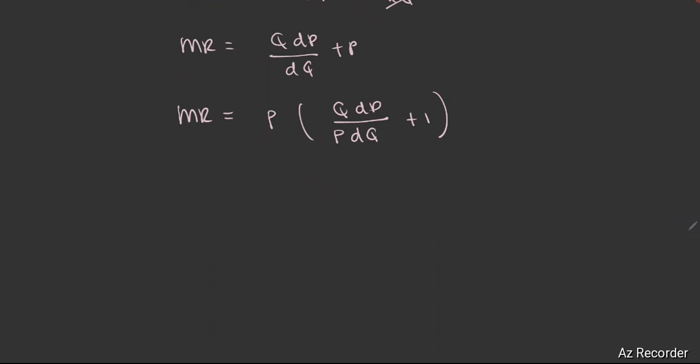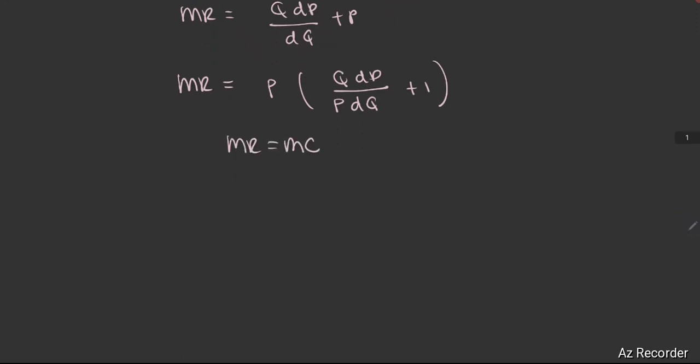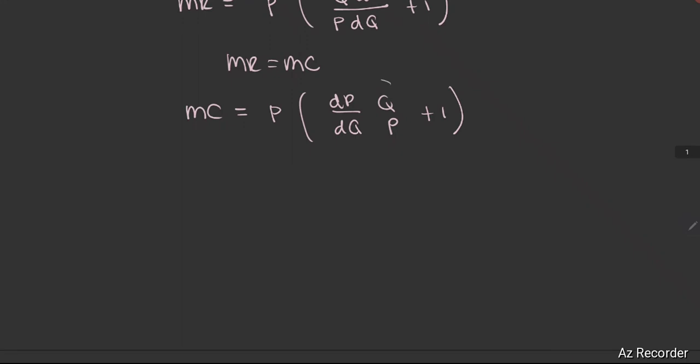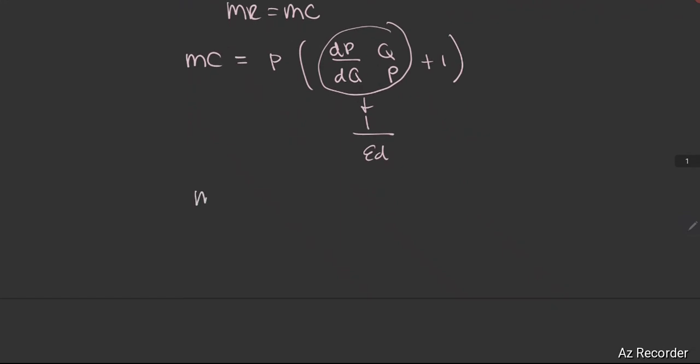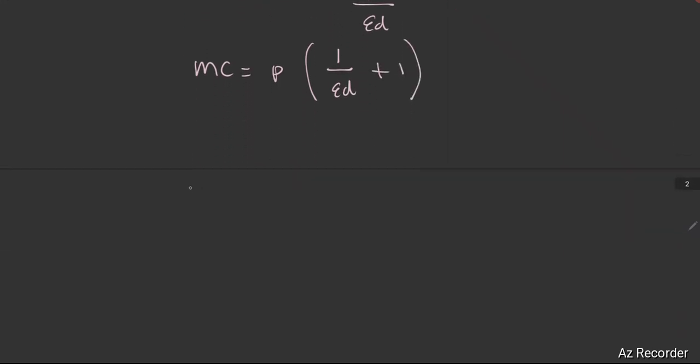And it's also important to note that, remember, in a monopoly, a firm charges where marginal revenue equals marginal cost, and so these two terms are interchangeable. So we can change the marginal revenue to marginal cost. Marginal cost is equal to P times dP by dQ times Q over P, add 1. But if we notice, this term is 1 over the elasticity of demand. So marginal cost is equal to P times 1 over the elasticity of demand, add 1. And if we simply rearrange, marginal cost over price is equal to 1 over the elasticity of demand, add 1.